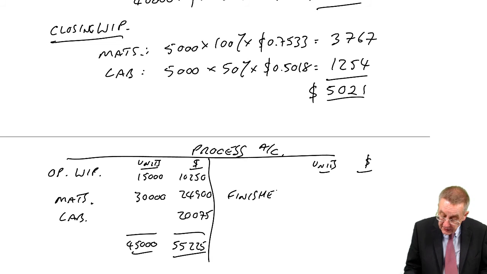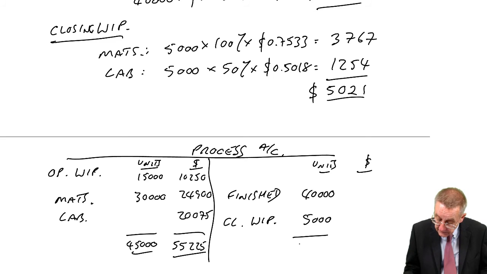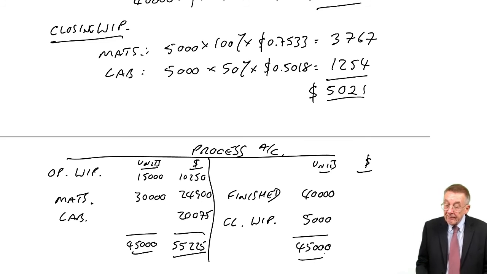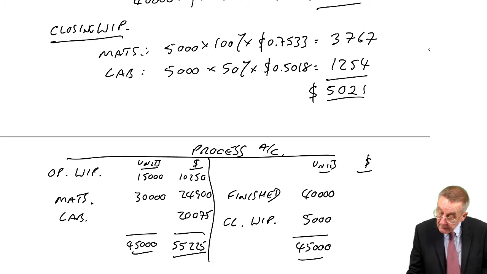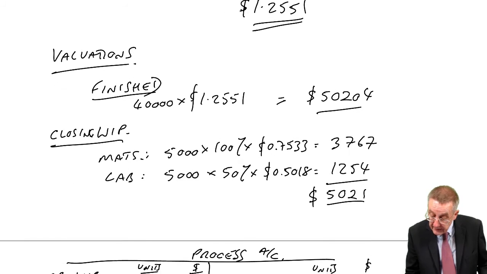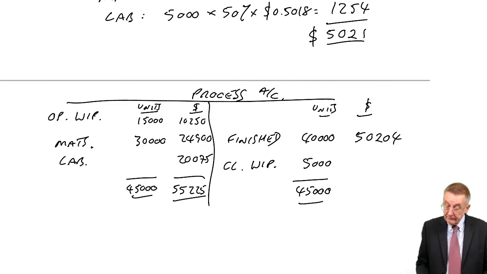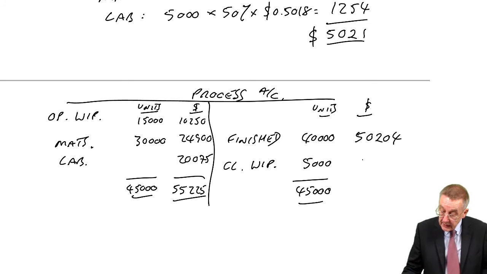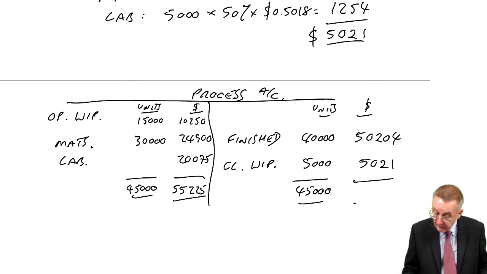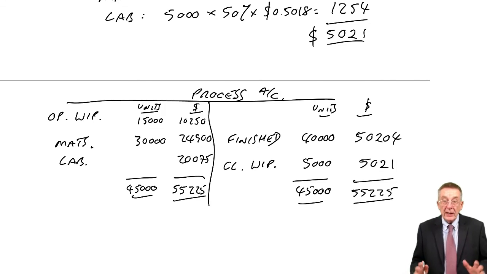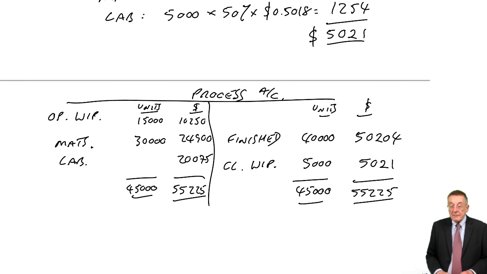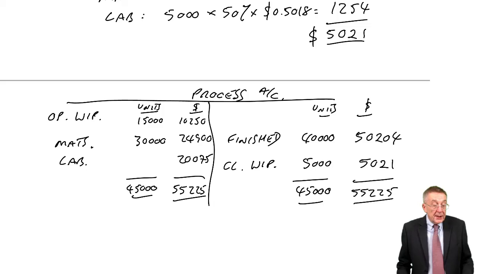What happened to the units? We finished 40,000. We had closing work in progress of 5,000. And how have we valued them? The finished ones have been valued at 50,204. The closing work in progress this time at 5,021. The total 55,225. Oh, wonderful. All right, that's it.